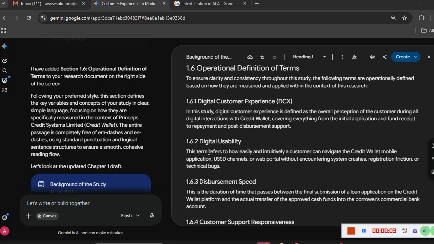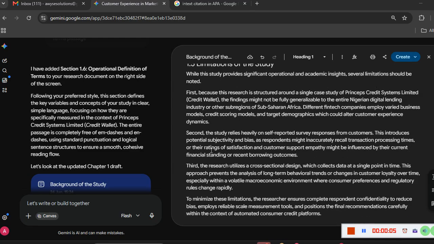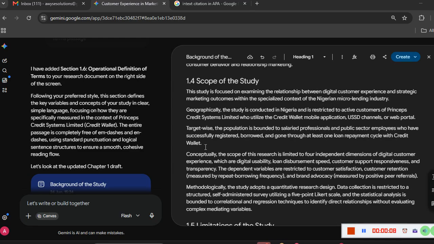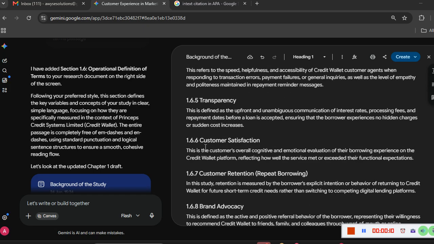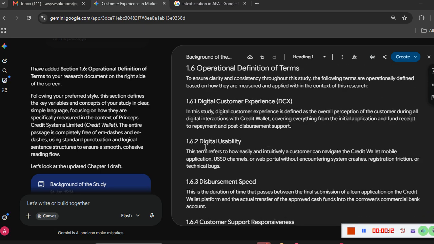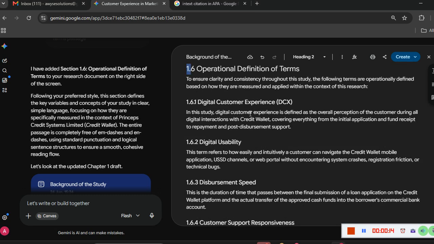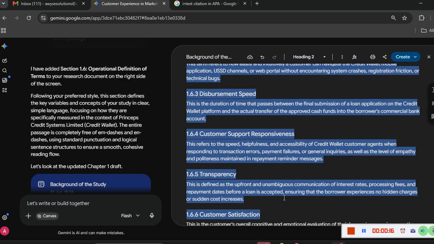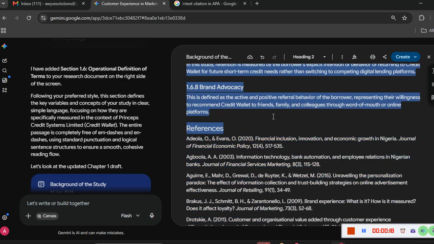So I've instructed the AI to write the operational definition of terms, which it has. It is now out here. So this is it. I also want to bring to your notice that I'm doing all of this without paying for premium, and look at the systematic steps that we have taken in the process of getting this done.